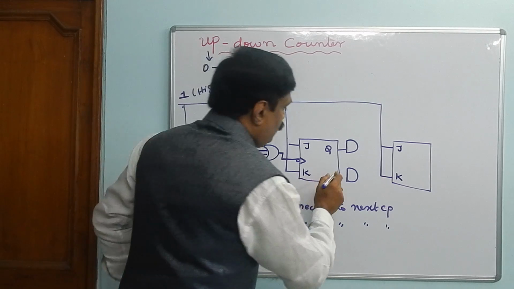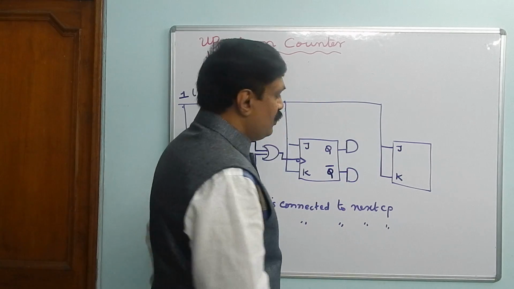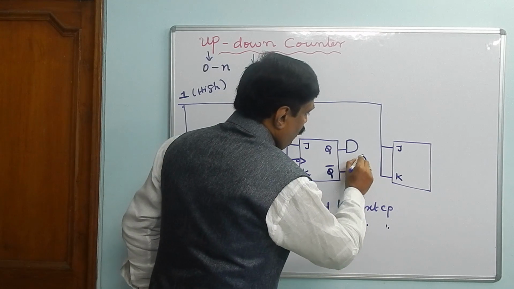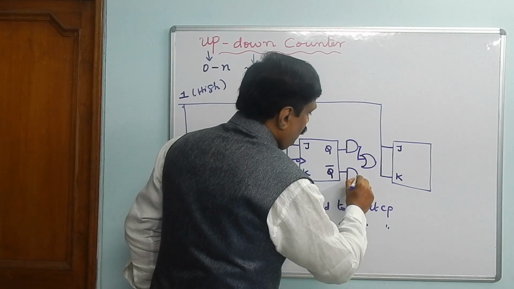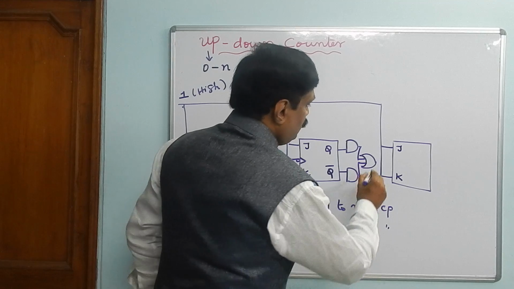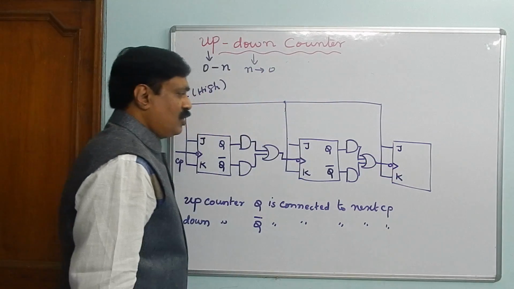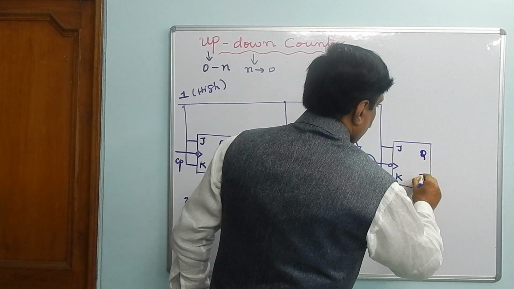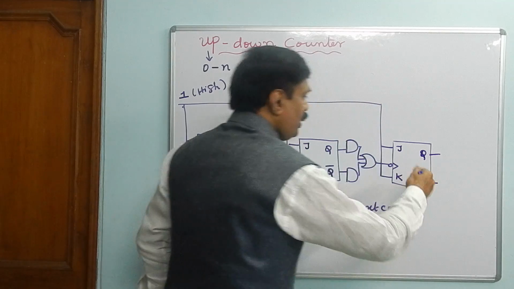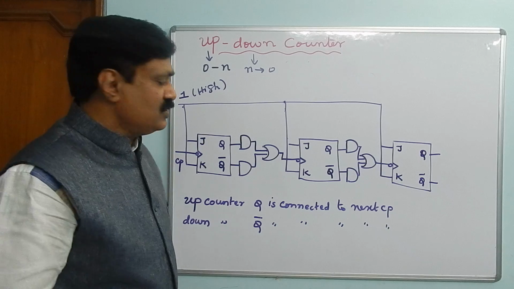Now here Q bar is there, connect Q bar, and again one OR gate. Connect this AND gate to the OR gate and this one to the OR gate, and it goes to the next clock pulse. Here Q and Q bar are there. You can extend this to n number of bits, just another AND gate, another OR gate like this.